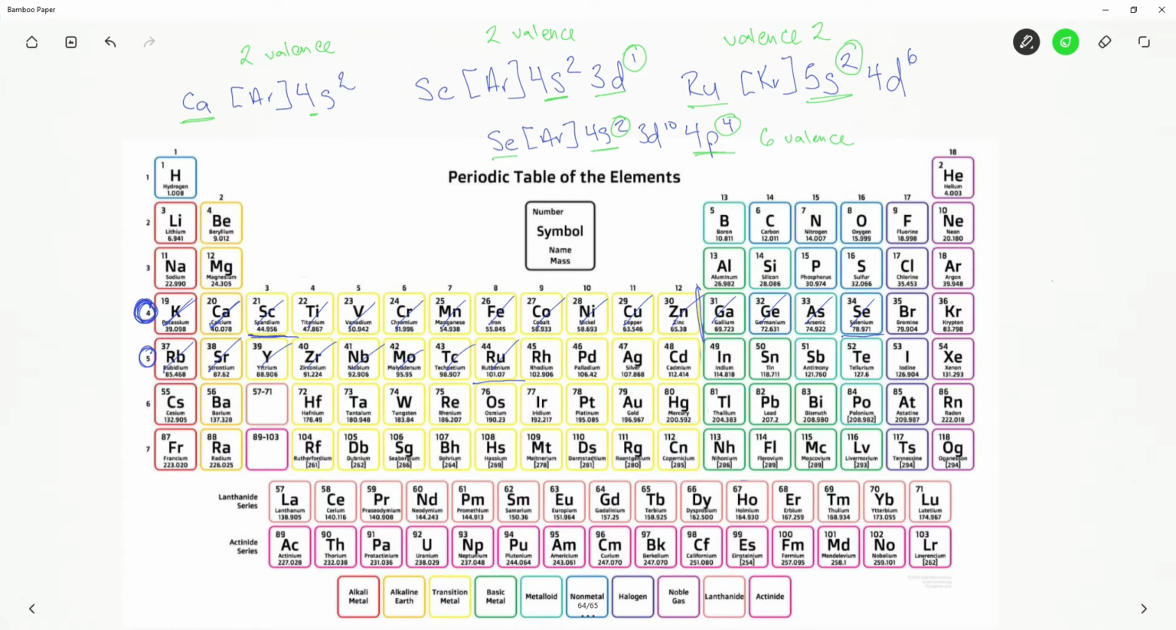Now, I am not dealing with any exceptions here. I am strictly following my rules for core and valence electrons. The truth is the d orbitals and the f orbitals get a little hairy in terms of valence electrons. However, I do not want to deal with exceptions right now. I just want to show you the rules we use. Let's clear the periodic table again, and let's work with our f orbitals now.